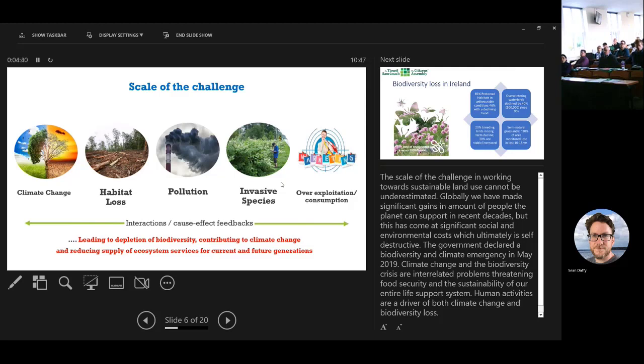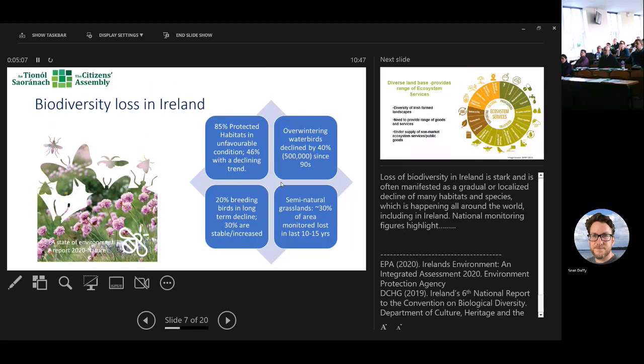Okay, so this leads to the depletion of biodiversity, impacts on the range of services that are produced from our land and water resources, and contributes to climate change in general. So this impacts basically the conditions under which we will live over our lifetime, but also the condition of the environment that we hand on, and it impacts hugely on future generations in particular.